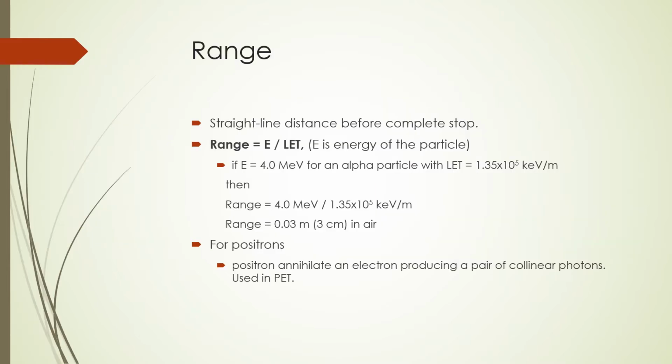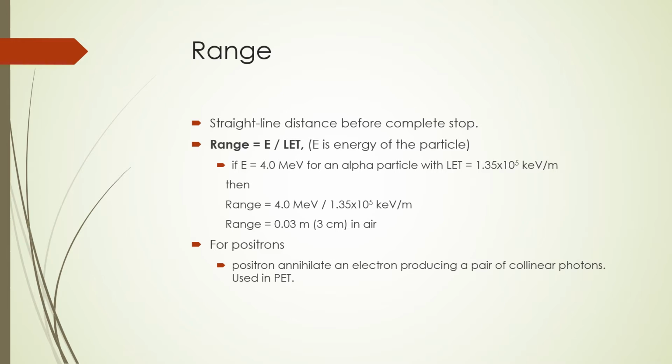The range of a charged particle is the straight line distance it travels before coming to a complete stop. Range is equal to particle energy E divided by LET. This formula is applicable to heavy, highly ionizing particles that travel in a straight line while losing kinetic energy. We can use this for alpha particles as an example.